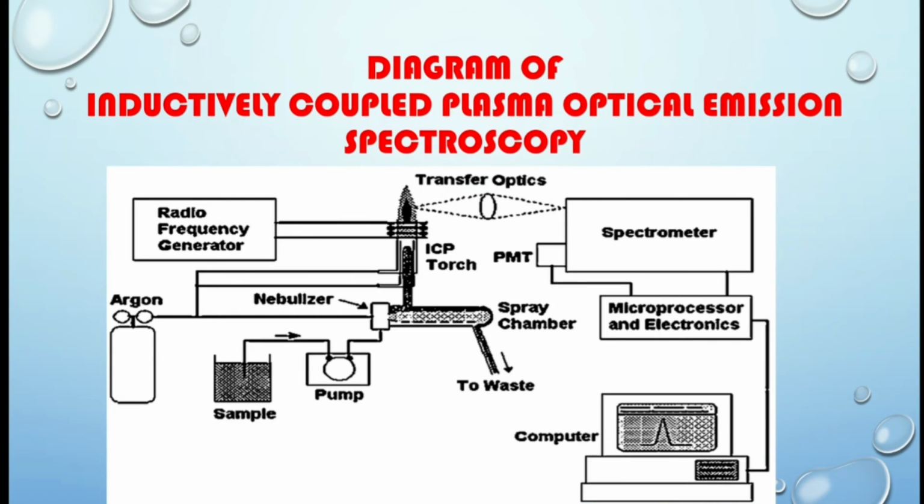So we talked briefly about only the introduction, actually, about the inductively coupled plasma optical emission spectroscopy. Let's see its diagram. So here is the diagram of ICPOES. It consists of first radio frequency generator. Here is the argon gas cylinder, nebulizer, sample, pump, transfer optics. Since it is an optical emission spectroscopy, it consists of optics also, and spectrometer over there, microprocessor and electronics, etc.